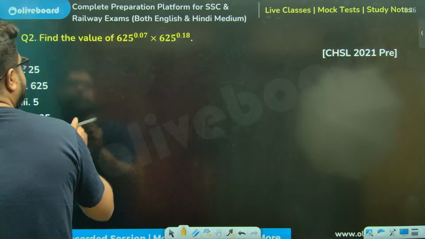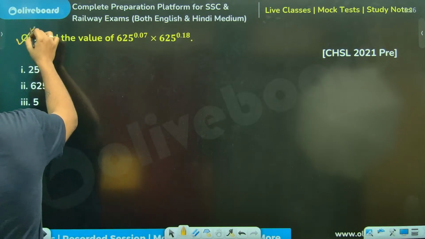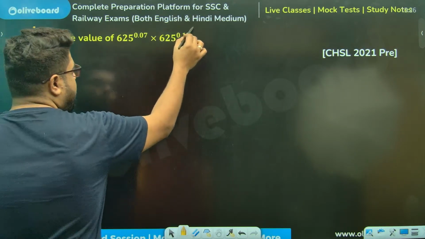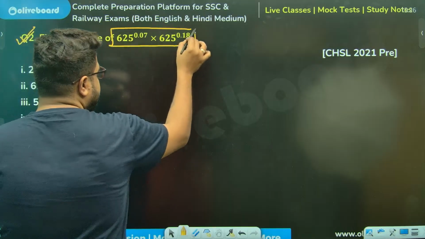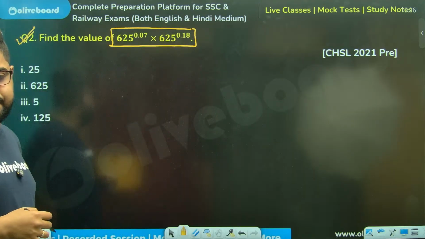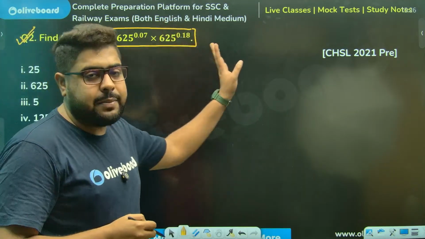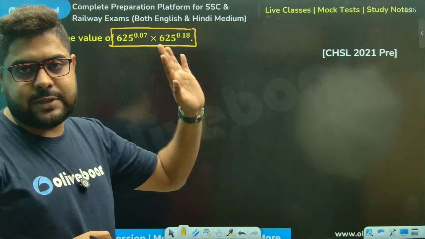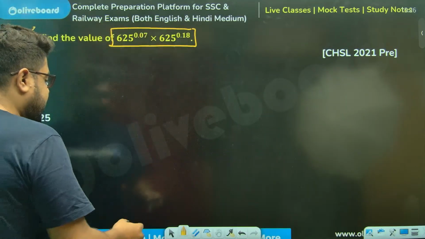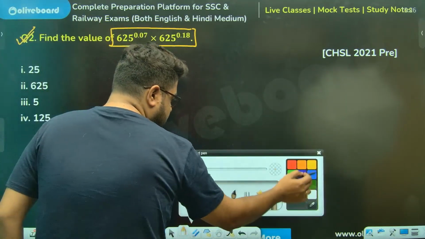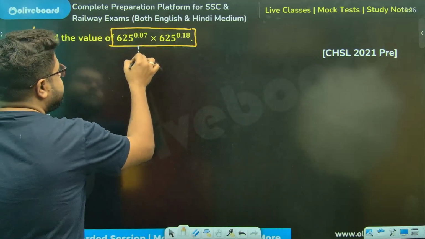Clear? Moving on. So again, this is a CHSL question. Over here, you see 625. Now, 625 can be written as different powers. But again, before I can do anything to get that idea, first things first.